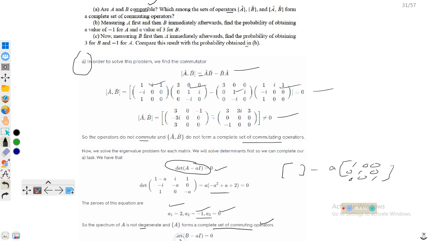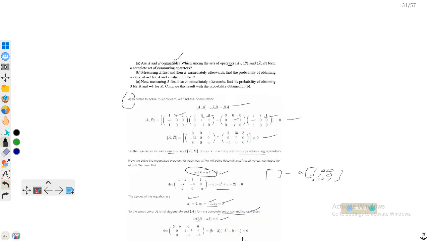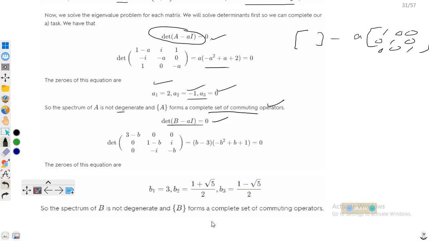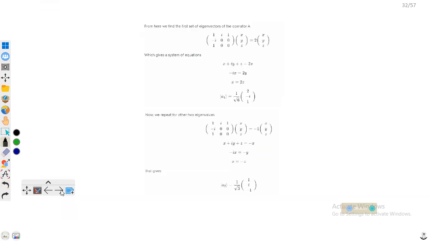Similarly, for the B operator, we write the secular equation, which will also give eigenvalues: b1 is equal to 3, and b2 and b3 are found likewise. The spectrum of B is not degenerate because no eigenvalue is repeated. It means B also forms a complete set of commuting operators. If the eigenvalues are not degenerate, the operator forms a complete set of commuting operators. Now we will go for the probabilities of A and B.